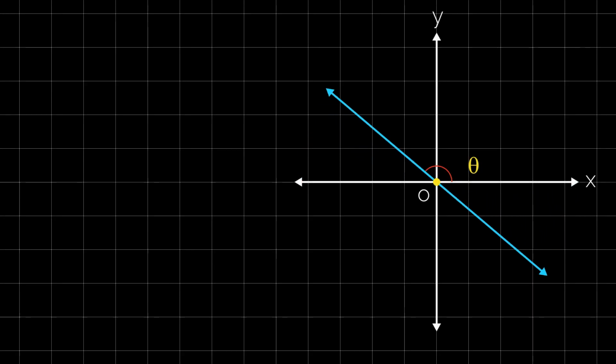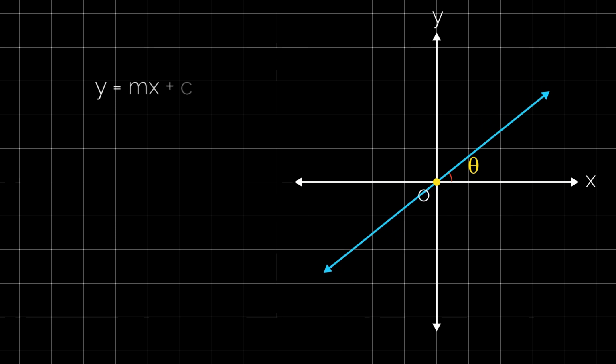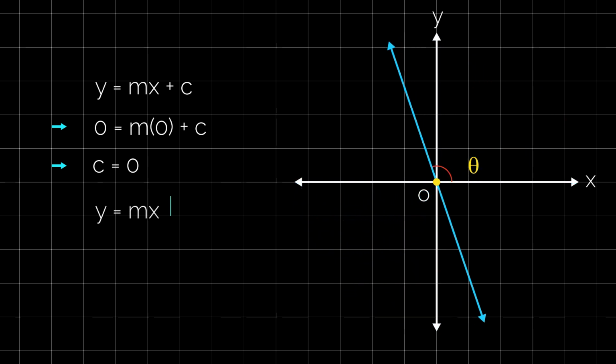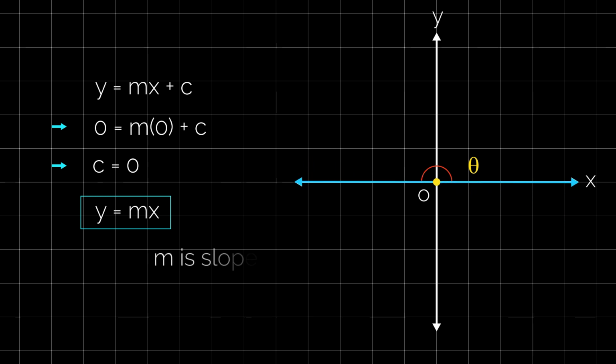Equation of a line in slope intercept form is y equal to mx plus c. If it passes through origin, then 0 equal to m times 0 plus c, so c equal to 0. And equation of a straight line passing through origin is y equal to mx, where m is slope.